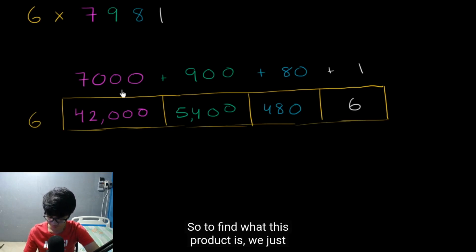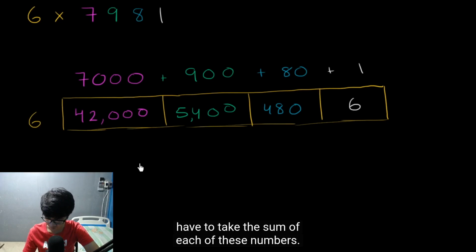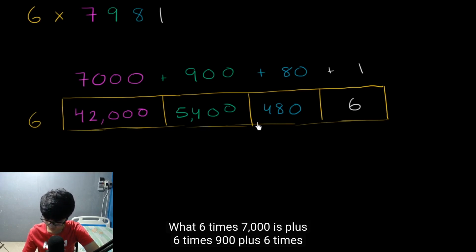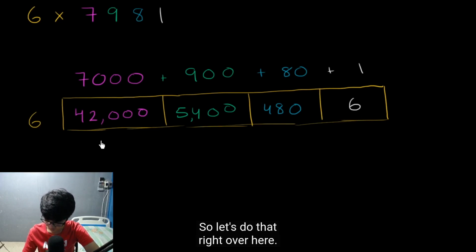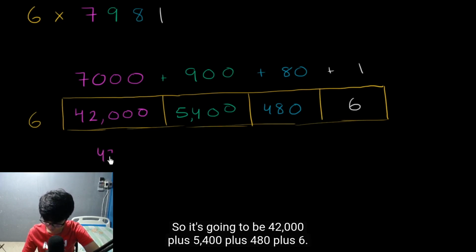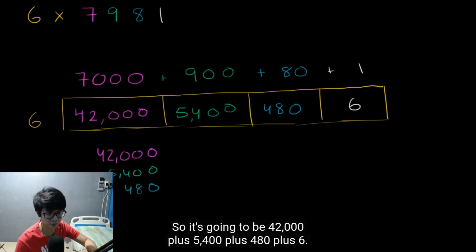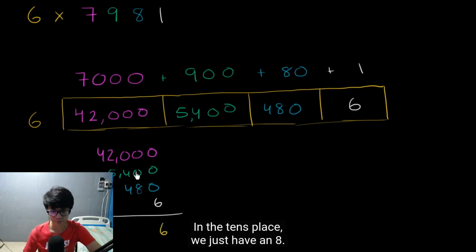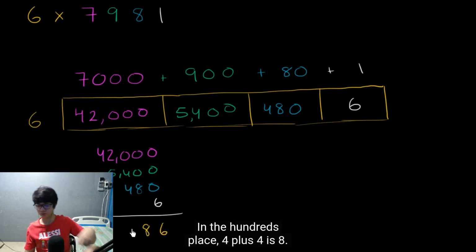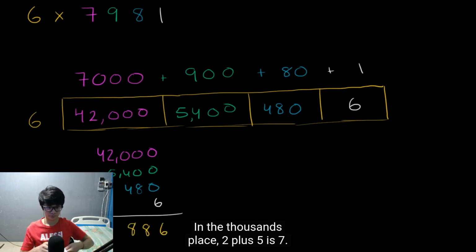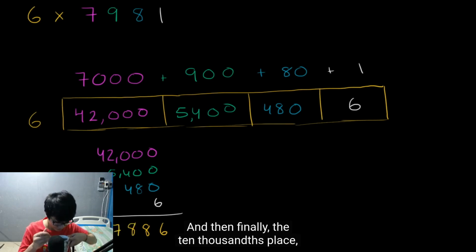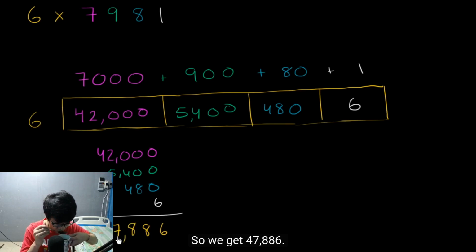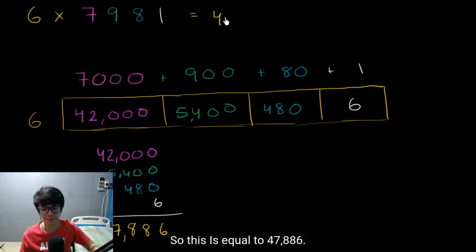So to find what this product is, we just have to take the sum of each of these numbers. So it's going to be 42,000 plus 5,400 plus 480 plus 6. And we get, in the ones place we just have a 6, in the tens place we just have an 8, in the hundreds place 4 plus 4 is 8, in the thousands place 2 plus 5 is 7, and then finally in the 10,000s place we still have a 4. So we get 47,886.